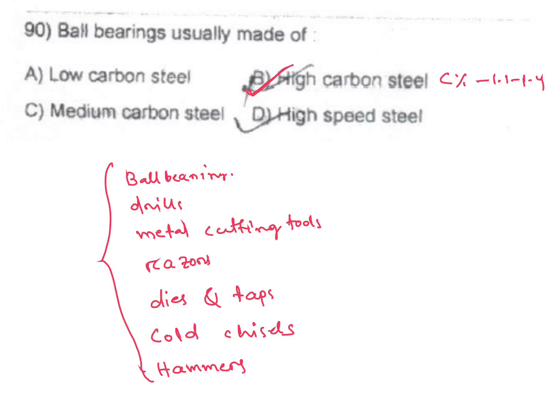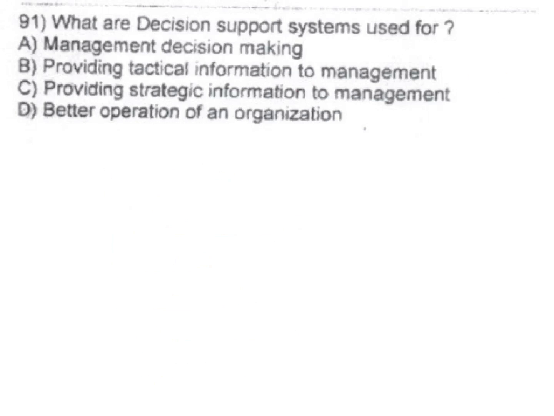What are decision support systems used for? DSS. A. Management decision making. B. Providing tactical information to management. C. Providing strategic information to management. D. Better operation of an organization. A is the answer. DSS used for management decision making.